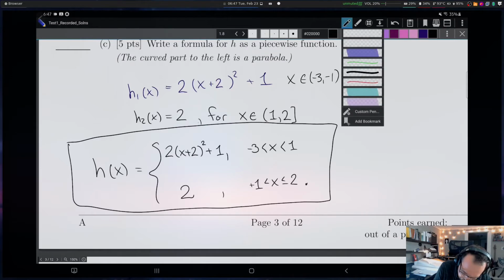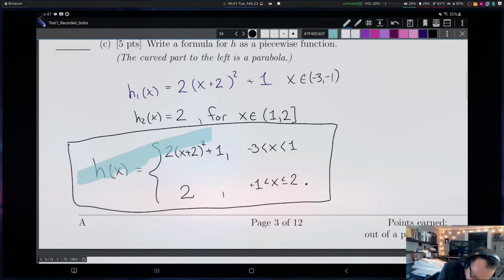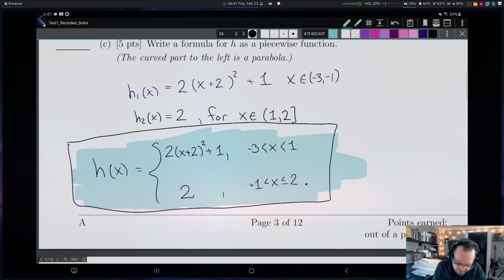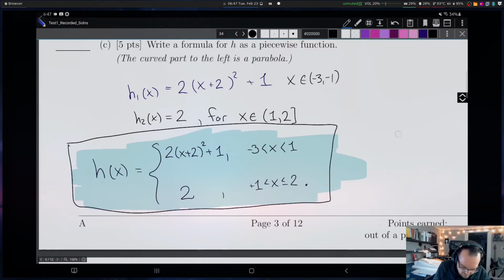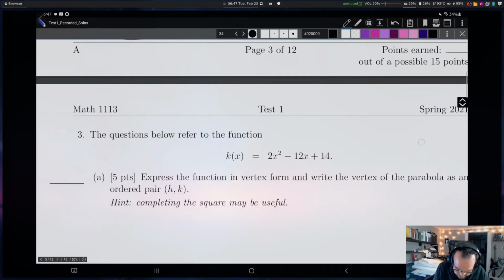That is the formula. So I'll circle it, box it, highlight it, whatever, to distinguish it from the scratch work that went into the problem, which can be important for the reader, so you may want to include it sometimes. Okay, so that's all for that question.